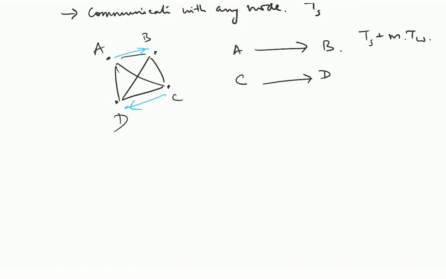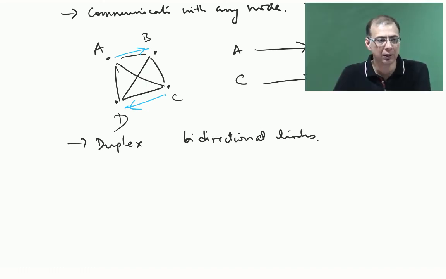The other thing is we'll always assume duplex, so all the links are bidirectional. If A is sending to B and B is sending to A simultaneously, that can happen in time TS plus m TW, in the same amount of time. Both of them are allowed to do one send and one receive. So both of them are sending to each other, the same link is being used, but in opposite directions. That's fine.